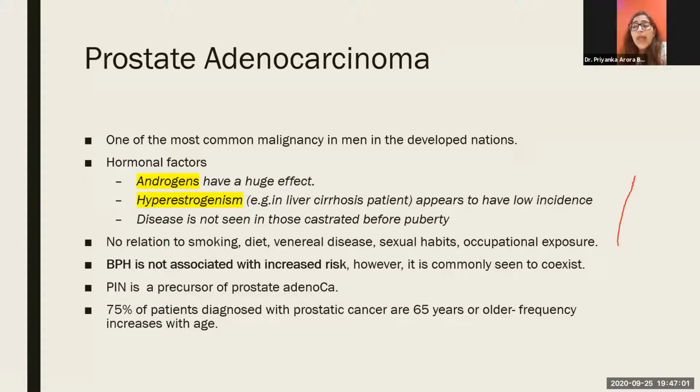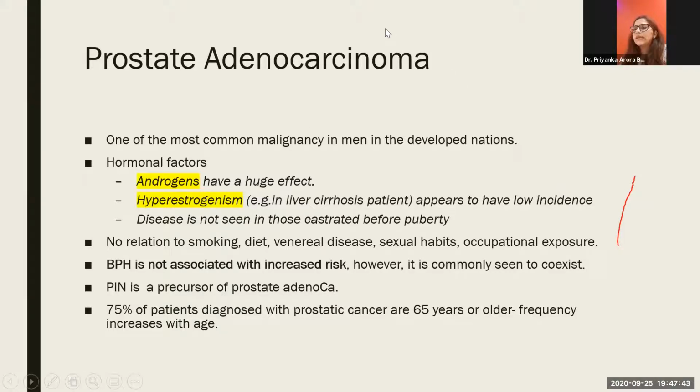So, androgens, which are there in males, are a risk, and what can protect you is castration before puberty. So obviously, not something that anyone would opt for. Other than that, anything extra that puts people at risk is hyperestrogenism. So, for example, patients with liver cirrhosis appear to have a low incidence, so they have kind of protective effects. Okay, so androgens are a risk factor, and hyperestrogenism is the protective factor. So estrogen and androgens are basically opposing each other.